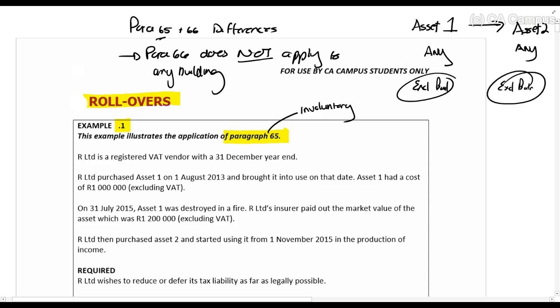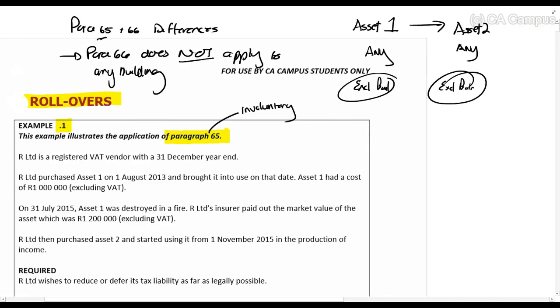Now, what happens if paragraph 65 and 66 applies? Then the capital gain is deferred, and if the capital gain is deferred, then section 8.4e will apply, which then says the recoupment is deferred. And how do you write it off? You recognize it over the write-off of the new asset.